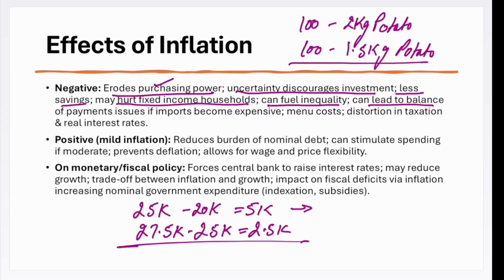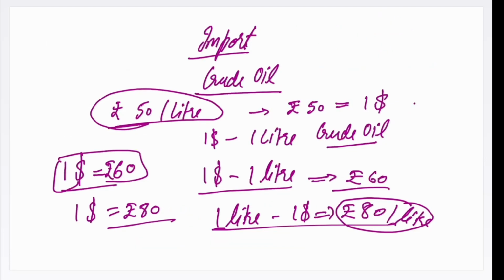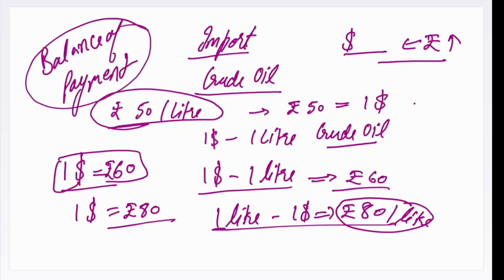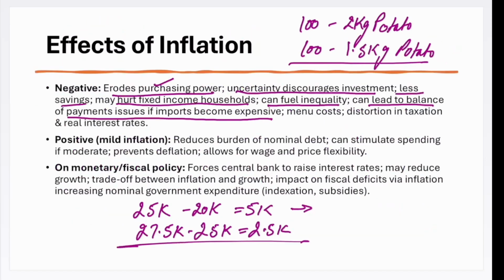It can lead to balance of payment issues if imports become expensive, as we just understood. Now India had dollars. Now to buy those dollars, India has to spend more rupees. When it is spending more rupees, India has to give away more goods, more value of things, and this may lead to a situation of balance of payment problems, and we'll understand this when we go to import and export. What is balance of payment? We are not going to that point right now, but we'll understand this as we go along.